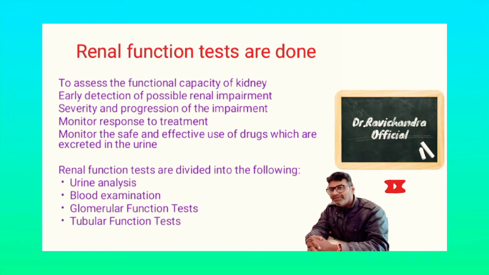Why are renal function tests done? To assess the functional capacity of the kidney for the early detection of possible renal impairment. It is also useful in knowing the severity and progression of the impairment. It helps in monitoring the response to treatment, and monitoring the safe and effective use of drugs which are excreted in the urine. Renal function tests are divided into urine analysis, blood examination, glomerular function test, and tubular function test.